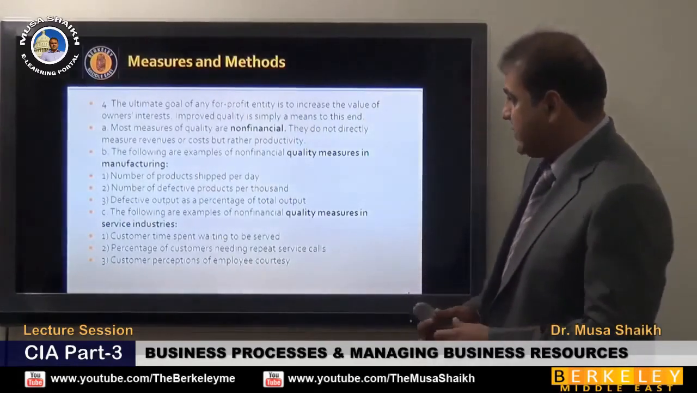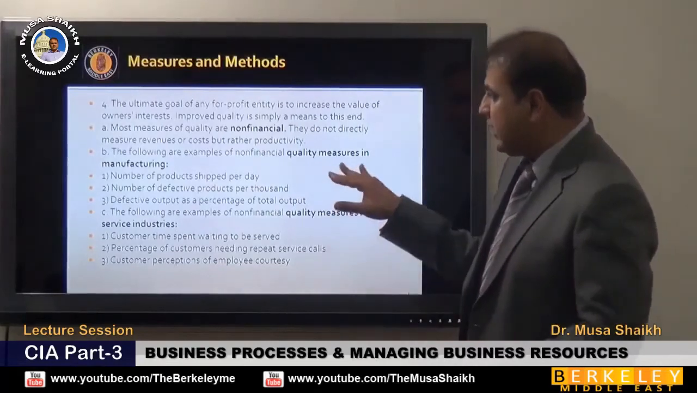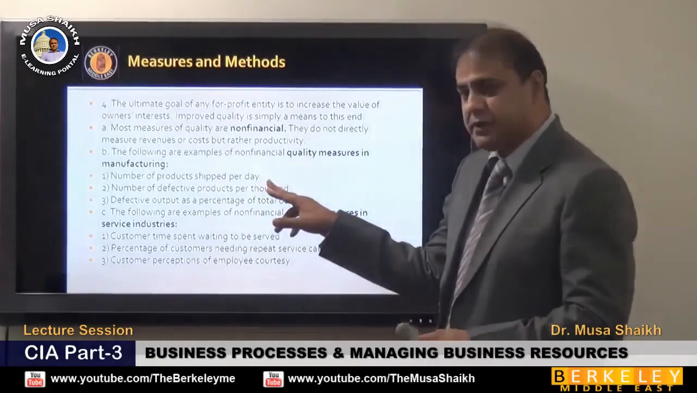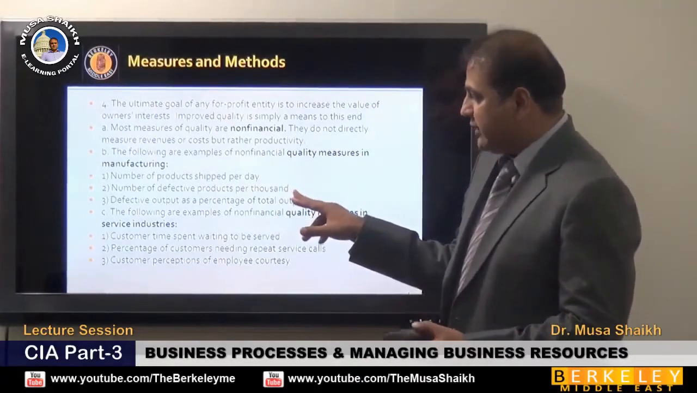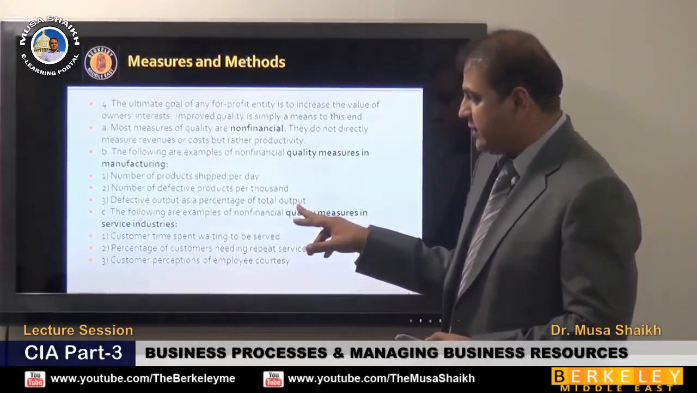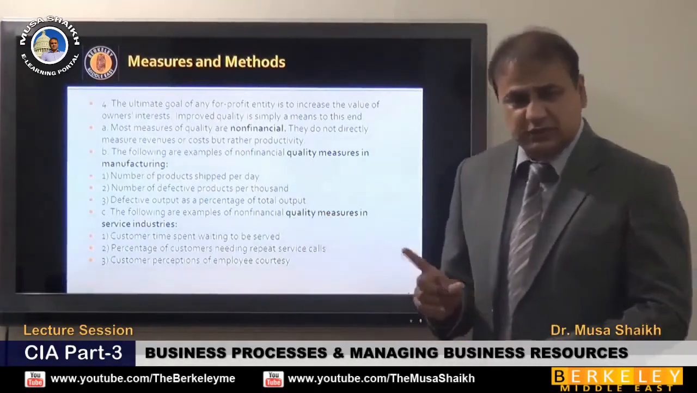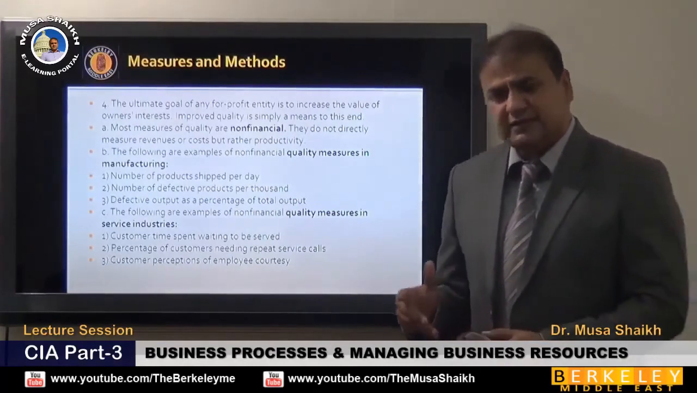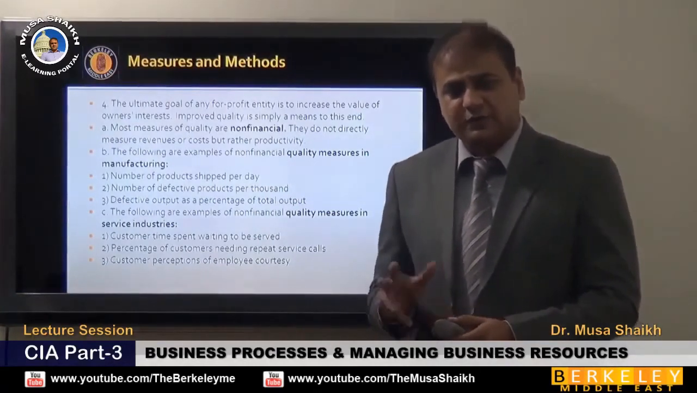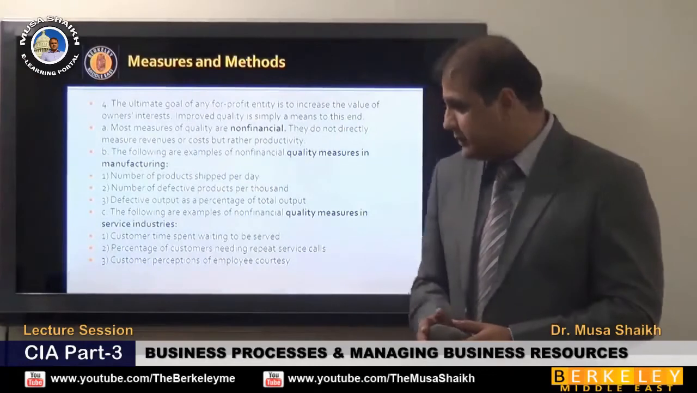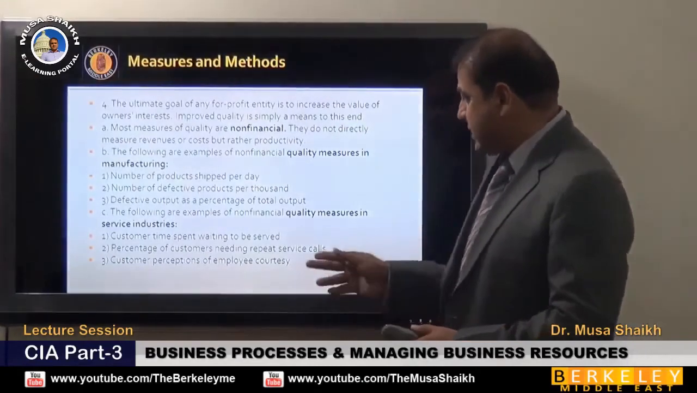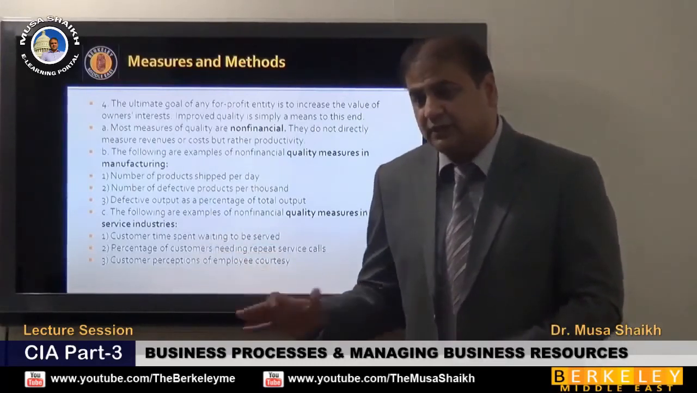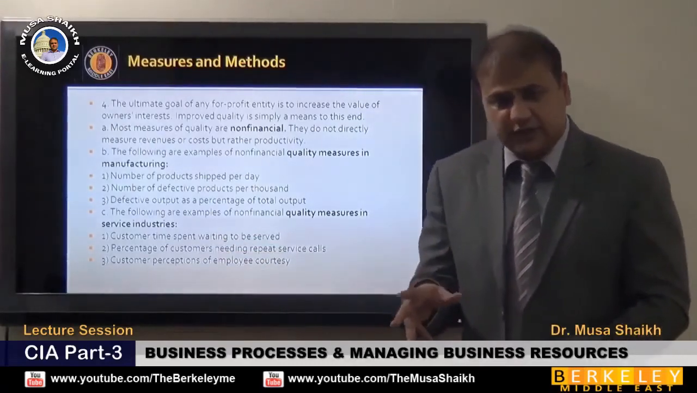And then we have the non-financial aspect. The following are examples of non-financial measures: number of products shipped per day, number of defective products per 1,000, defective output as a percentage of the total output. It means how much you waste, how much is caused by your internal processes. Then the following are examples of non-financial quality measures in the service industry, because the service industry doesn't have manufacturing.